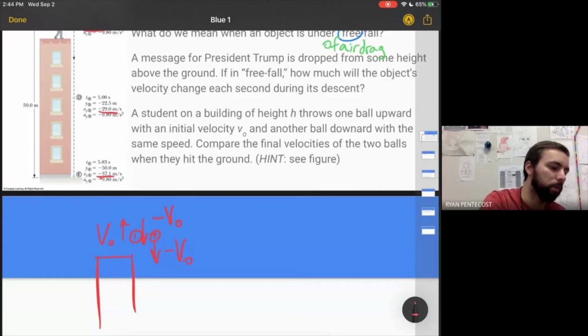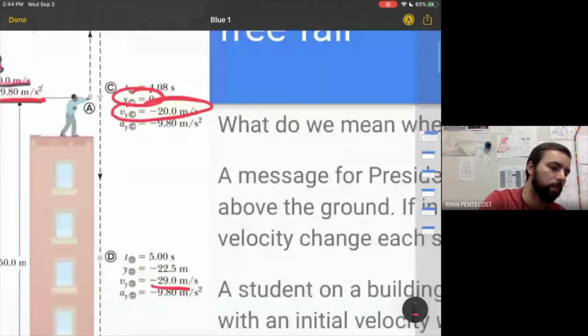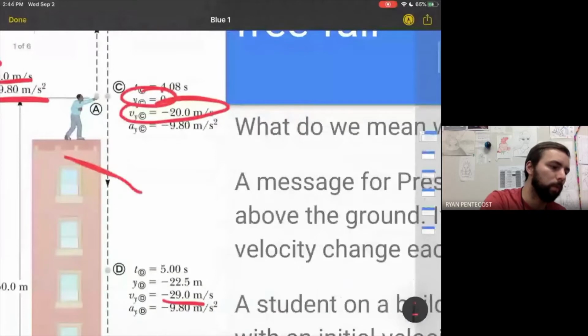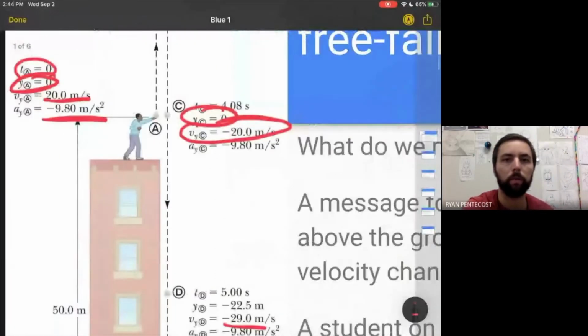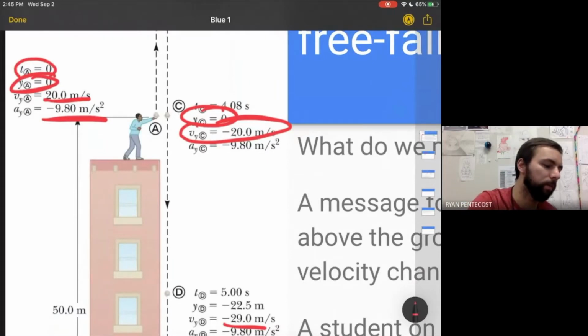When a ball is thrown upward with a velocity of 20, when it returns to that same spot, it will have the opposite velocity, right? Same magnitude, opposite direction. So instead of positive 20, it's negative 20. So if we go back down here.